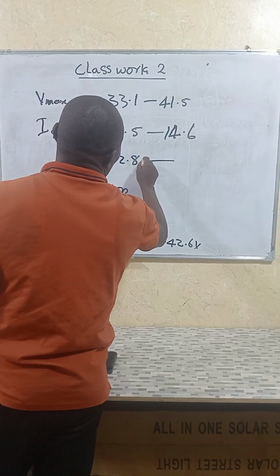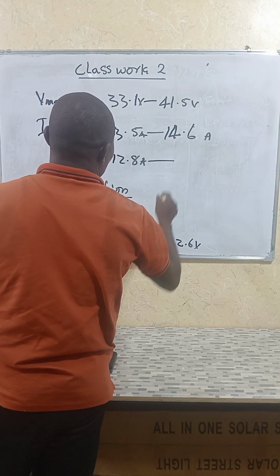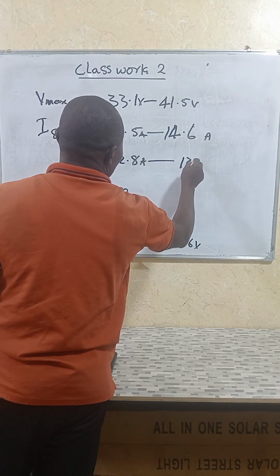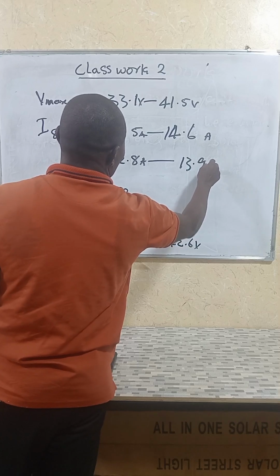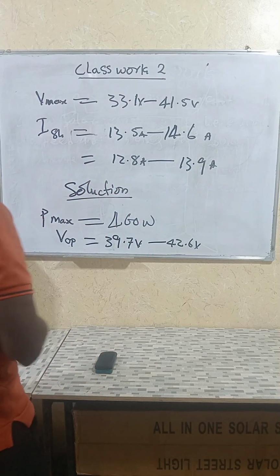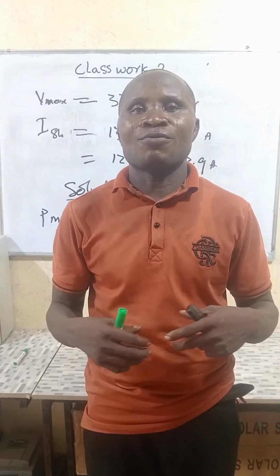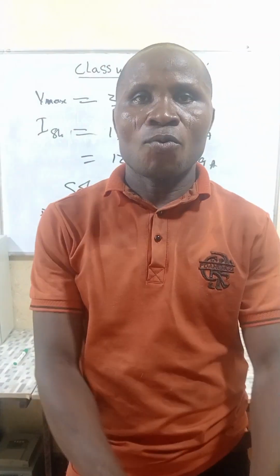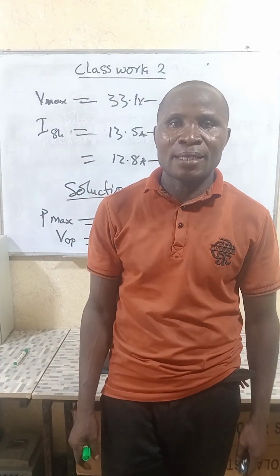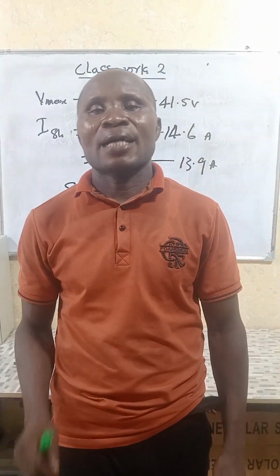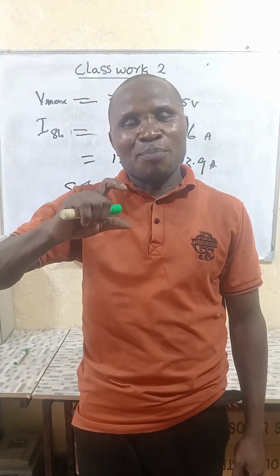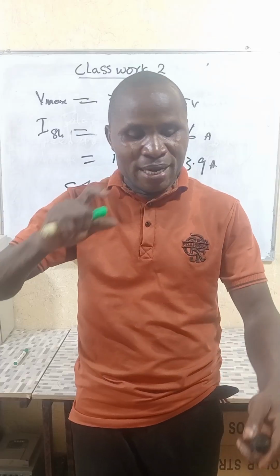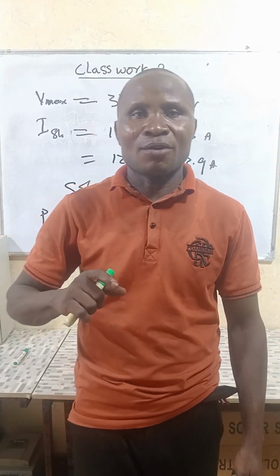12.8 amps to 13.9 amps. You talk of the power tolerance, positive or negative 5 watts. That is commonly what we use, but we are not looking at that at this moment. We have gotten the key points that we needed in this calculation.